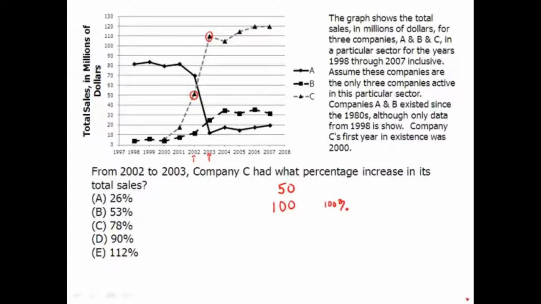And so since it went up to more than 100, it has to be more than 100% increase because it more than doubled. When you increase by 100%, you double. When you increase by more than 100%, you more than double. And that's exactly what happened here. The only one that is above 100% is answer choice E.